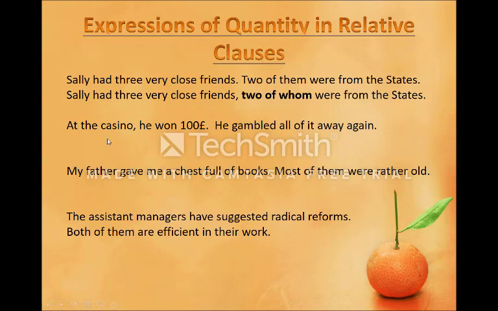Now let's look at the second example. At the casino, he won £100. He gambled all of it away again. Now, this time, all of. This is object position. Be careful. When it's object position, this all of it actually defines the money that he won. So I have to carry it just after the noun it describes. And then there's this quantity expression. And it refers to money. So I have to use which. So the answer is all of which. Then there's the comma also. So all of which he gambled away again.